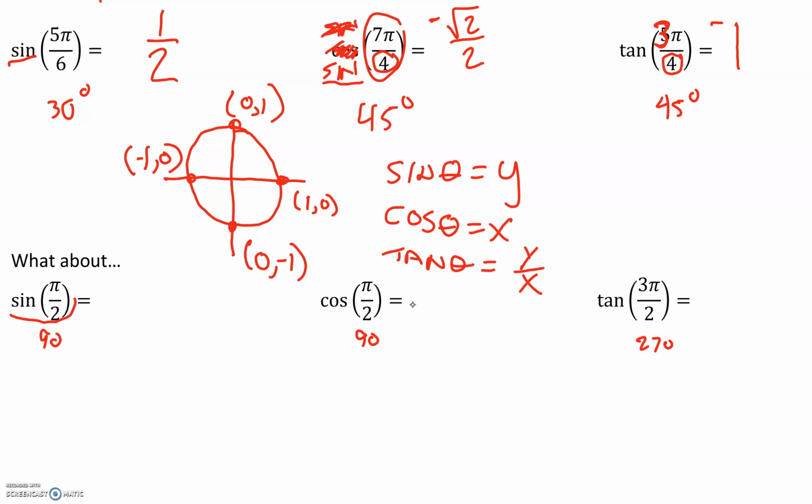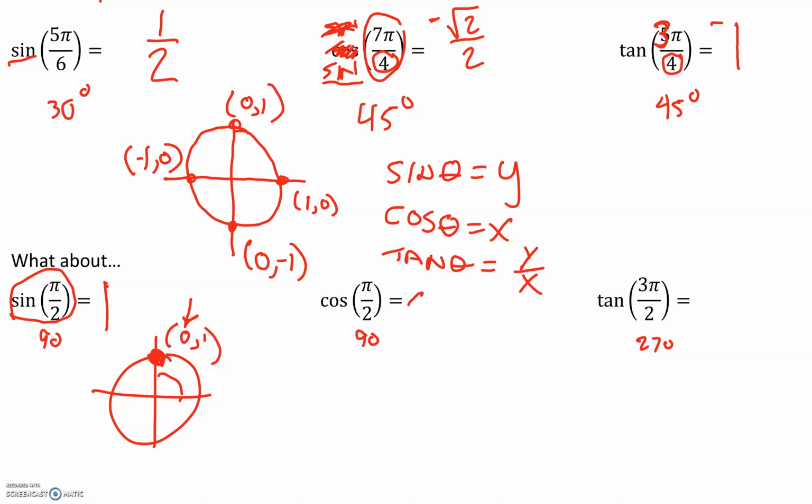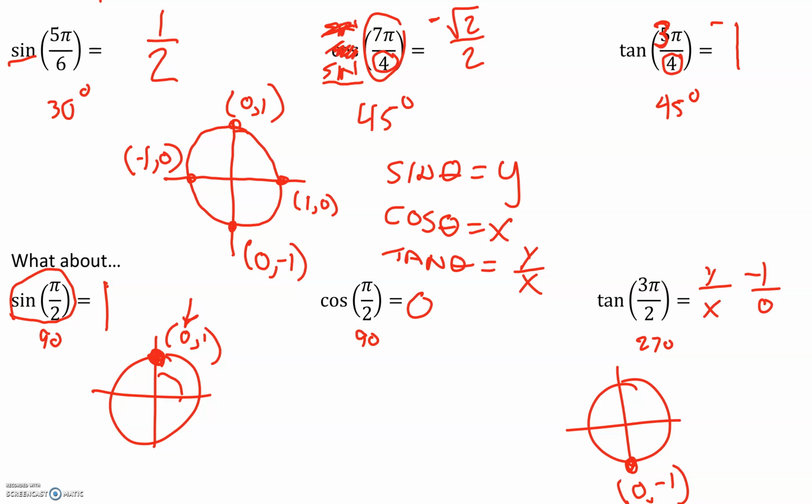So if I'm trying to find the sine of pi over 2, the sine of pi over 2 is going to be right here. That's where pi over 2 is, right? Sine is the y value. The y value there, again, that's the point 0, 1. The y value is 1, so the answer is 1. Okay? Cosine of pi over 2. Cosine is the x value, 0. 3 pi over 2 for this one. Well, 3 pi over 2 is down here, and that point is at 0, -1. Tangent, again, is the y value over the x value. The y value is -1. The x value is 0. And -1 divided by 0 you can't do. So the answer is undefined.